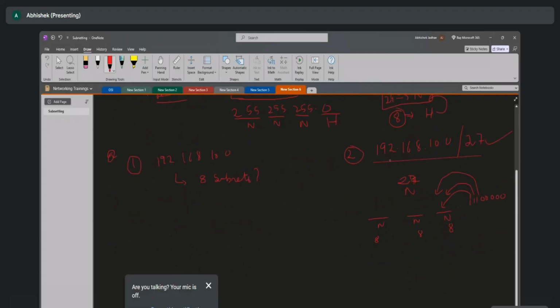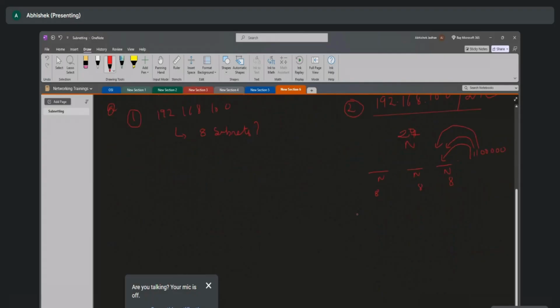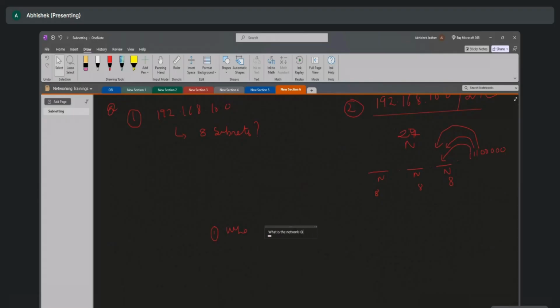And in general, you will be asked only these questions. The first question would be, what is the network ID? The second question would be, what is the end IP address? The third question would be, what is the broadcast IP?